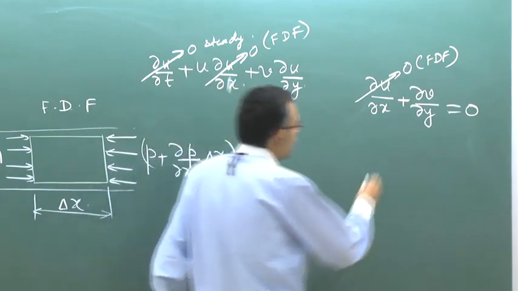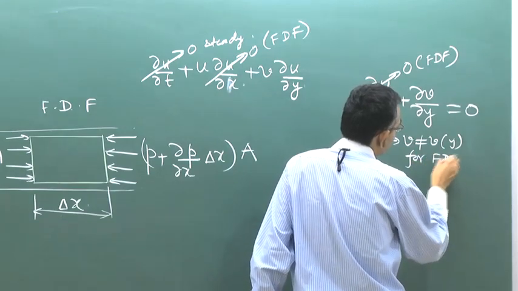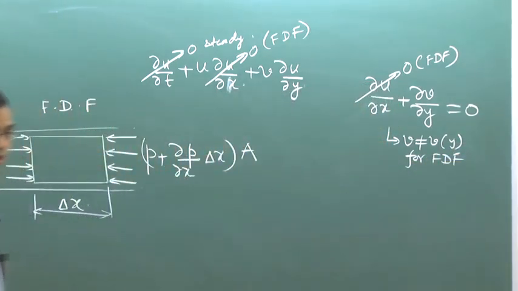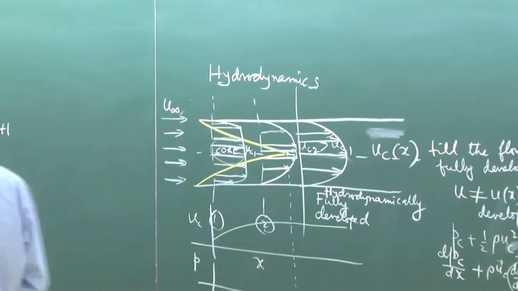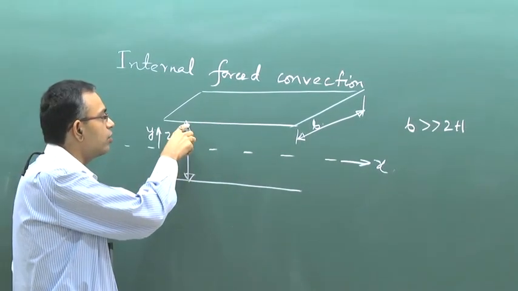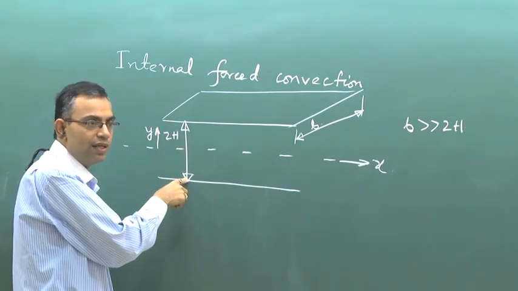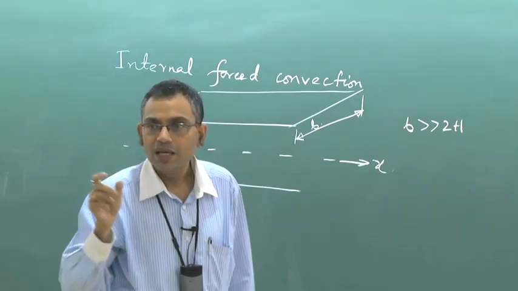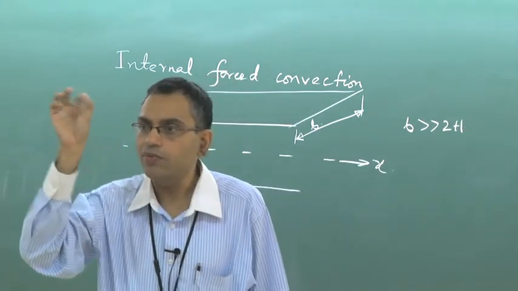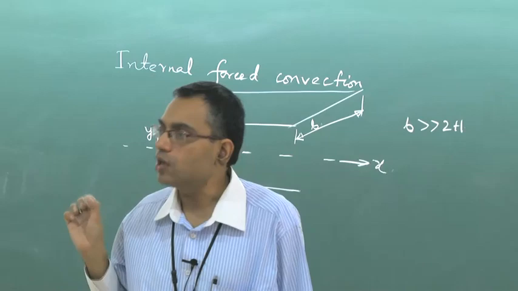That means V is not a function of y. So if V is not a function of y, what can you say about V? If you consider the y direction, consider this figure. What is the value of V at y equal to h? 0. y equal to minus h also it is 0. That means because V is not a function of y, if you can find out the value of V at a particular value of y, that should be true for all values of y, right? That means V is 0 for all values of y.